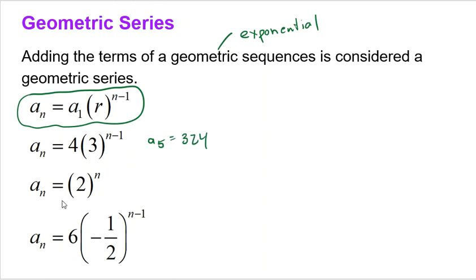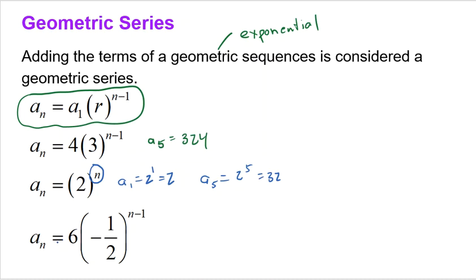Easy. Now, this next example doesn't quite look like our generic formula, but that's okay. It doesn't matter. Since the variable is in the exponent, we're exponential. So how do I find the first term? Well, plug in 1. 2 to the first is 2. How do I find the fifth term? Well, plug in 5. 2 to the fifth is 32. There you go. Really simple.